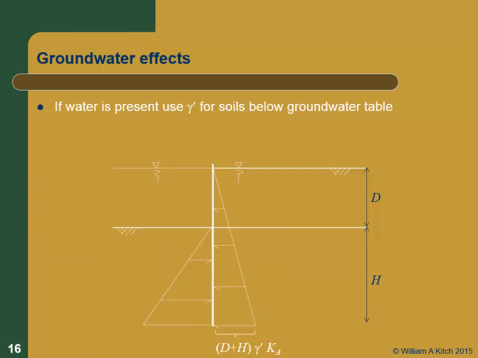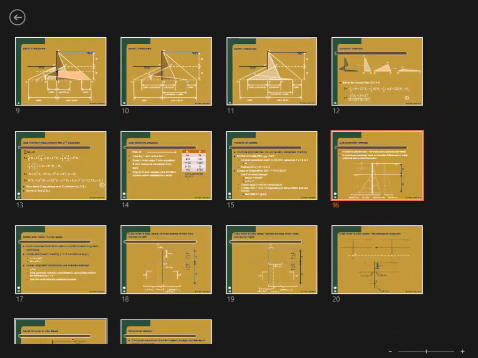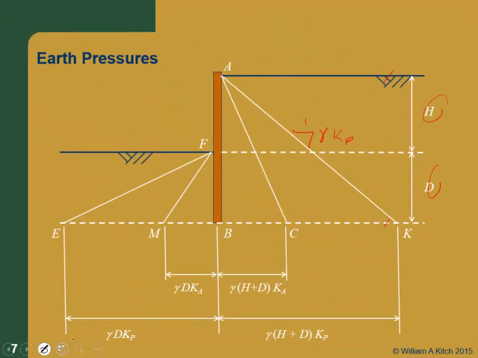But your active envelope on this side is going to be D plus H times gamma prime, and your passive on this side is going to be D times gamma prime times Kp. And so when you go back to draw these envelopes, really all you're going to do is come in here and put gamma primes in here. Right? That's essentially all you're doing.